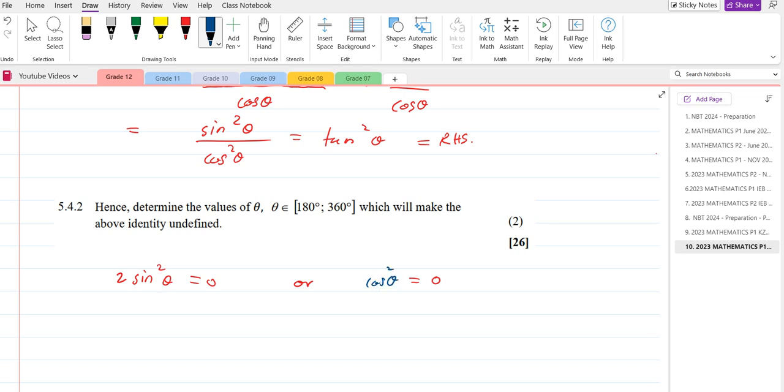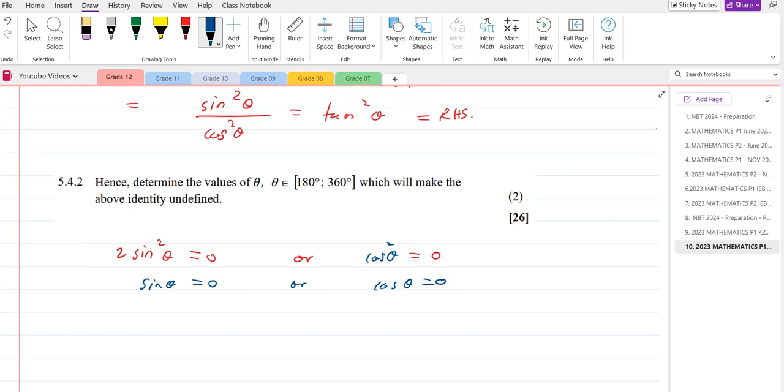Right, so 2 sine squared theta equals 0. If you divide both sides by 2 and take a square root, you're still going to get sine theta equal to 0, or cos theta equal to 0, taking square roots on both sides. Because the square root of 0, you don't have to say plus or minus, 0 is still 0. So when is sine theta equals 0 between 180 and 360? You can think about the sine and cos graph. So sine is 0 at 180 and 360, right?